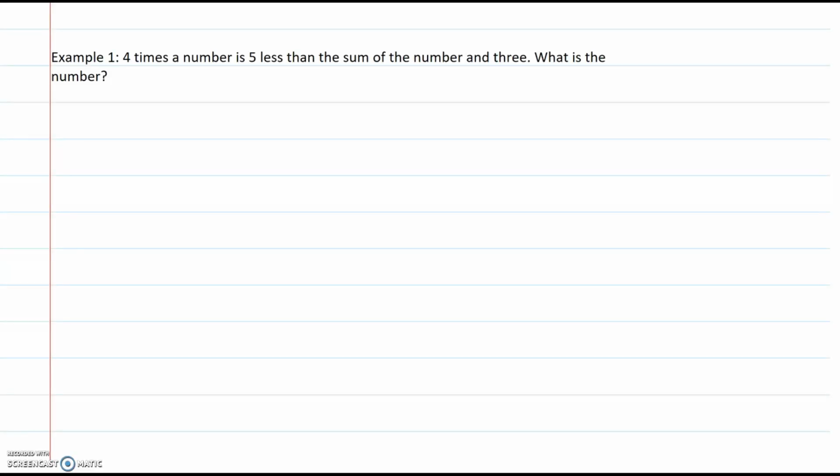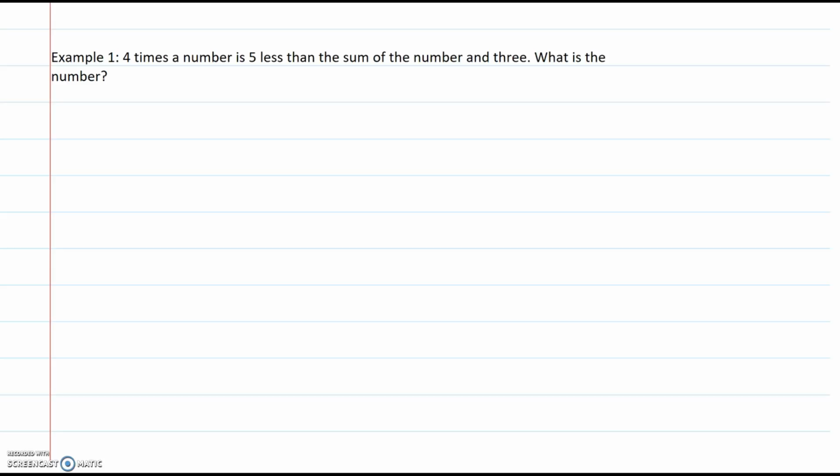Okay, so here's the first example. 4 times the number is 5 less than the sum of the number and 3. What is the number? Well, this is the first example of the type of problem that we're going to be looking at: writing a mathematical equation and then solving the mathematical equation.